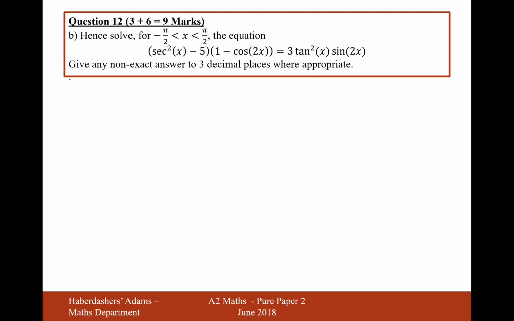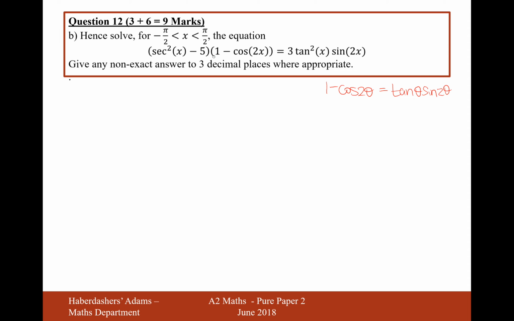Now part B looks really complicated. Let me write out what I've got in part A: 1 minus cos 2 theta is equal to tan theta sine 2 theta. Right, let's get cracking on it then. We've got an equation to solve now, hence solve between minus pi by 2 and pi by 2 the equation sec squared x minus 5 brackets 1 minus cos 2x is identical to 3 tan squared x sine 2x.